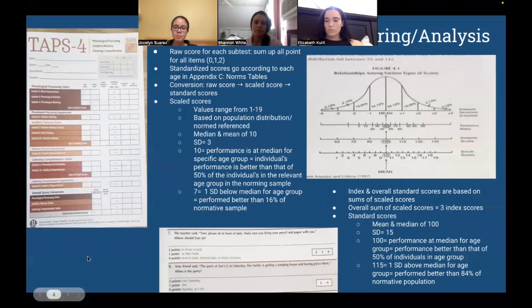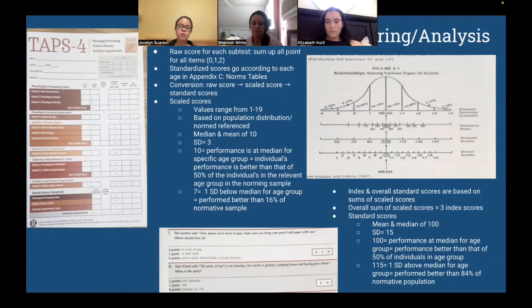So with the TAPS 4, the scoring, measuring, and analysis, due to the different indexes that Shannon just went over, every subtest has a different type of scoring, but it's always either going to be 0, 1, or 2 for the raw score. As you can see down at the bottom here, this is one of the subtests. If the child gets it completely correct, they get a 2. If they get it partially correct, it's a 1. And if they don't get it correct at all, it's a 0.